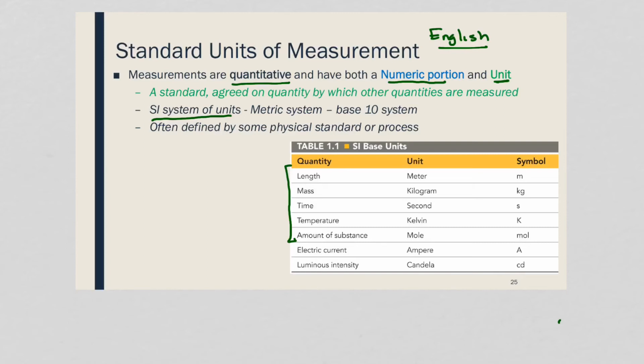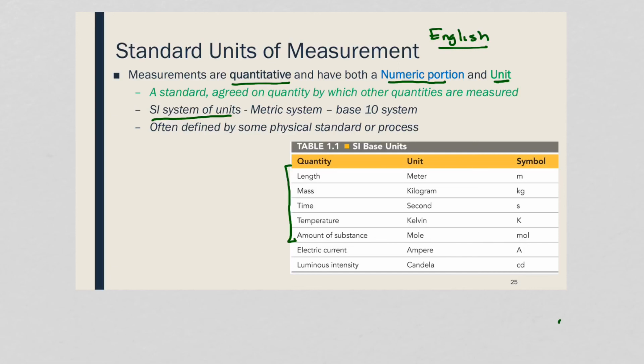This defines the accepted units that we use to express these different quantities. That doesn't mean there aren't other units that we use. They are just not the official SI unit. These base units are defined typically by some physical standard or process. For example, the kilogram has been defined by an actual kilogram, an actual sample that was said to be a kilogram, and every kilogram is that amount. So these different quantities are based against some standard.